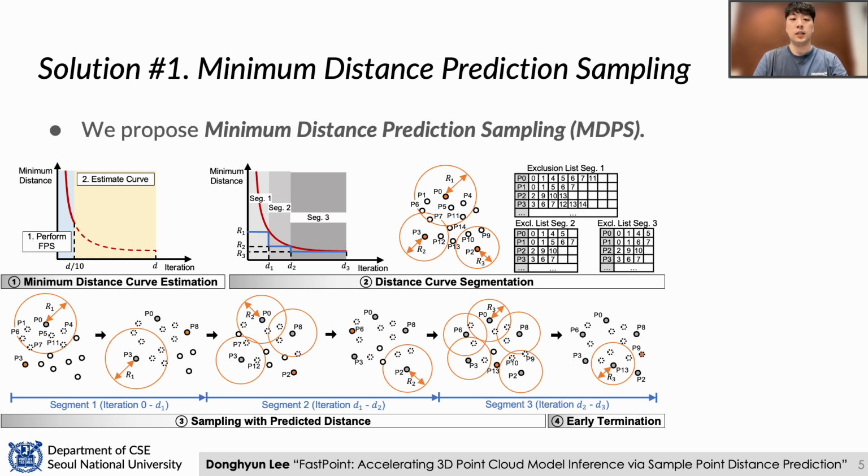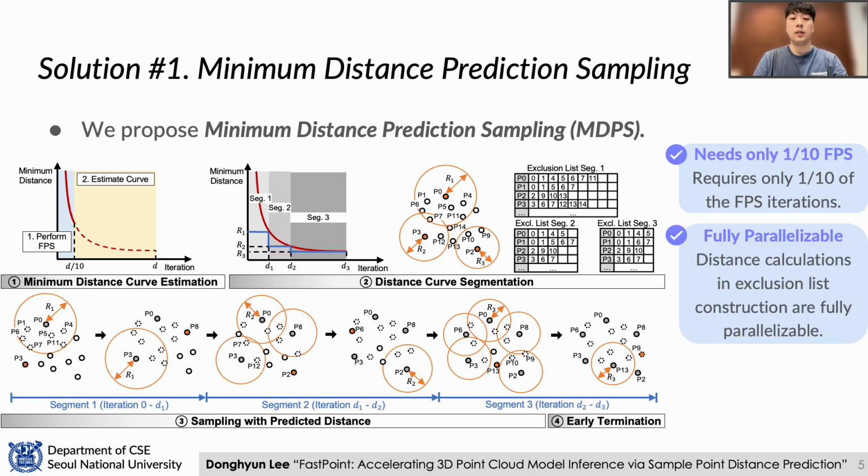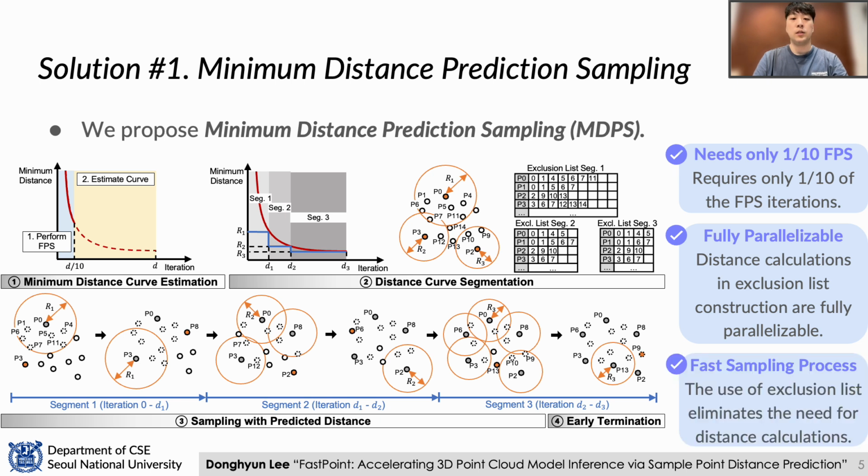Through this strategy, the sampled points closely follow the estimated distance curve, achieving a sampling quality comparable to that of FPS. MDPS is much faster than original FPS because it only requires 1/10 of FPS iterations. Distance calculations in exclusion list construction are fully parallelizable, and the use of exclusion list eliminates the need for distance calculations while sampling.